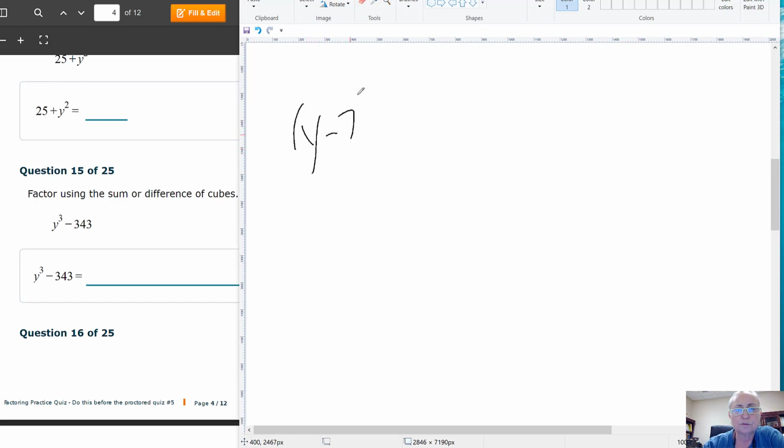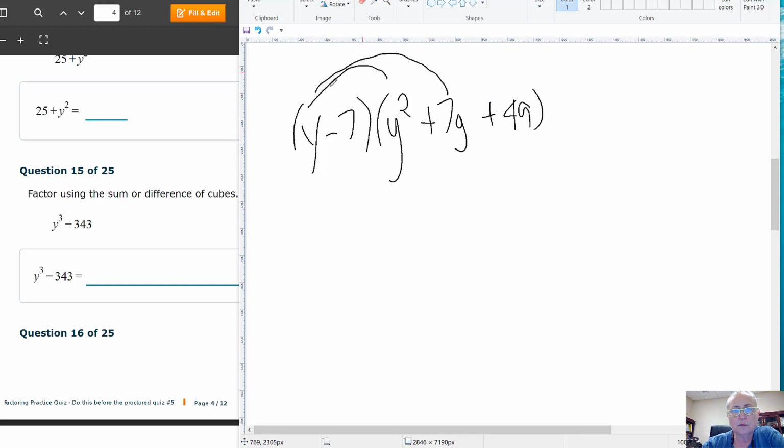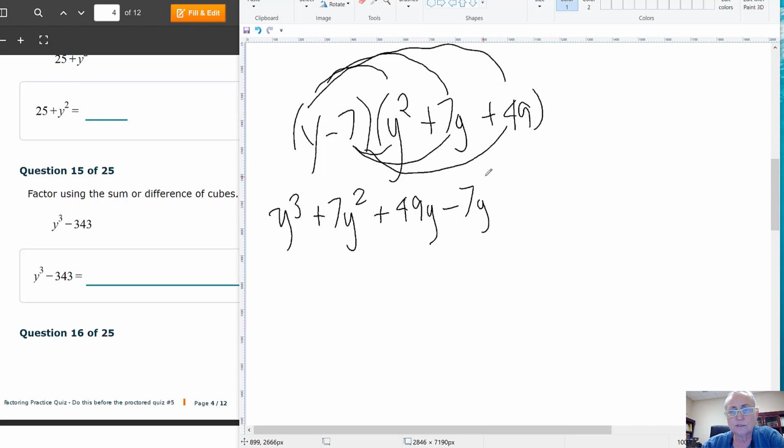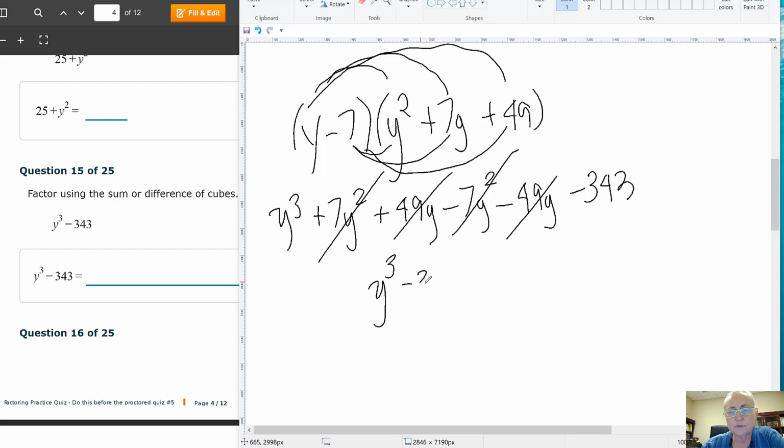Let's prove that this actually works. This is what we got. I have to multiply y all the way through. So I get y cubed plus 7y squared plus 49y. Now I've got to multiply 7 all the way through. Minus 7y squared minus 49y minus 343. 7y squared minus 7y squared, those are opposites that add to 0. Positive 49, negative 49, those are opposites that add to 0. Look what's left. Y cubed minus 343.